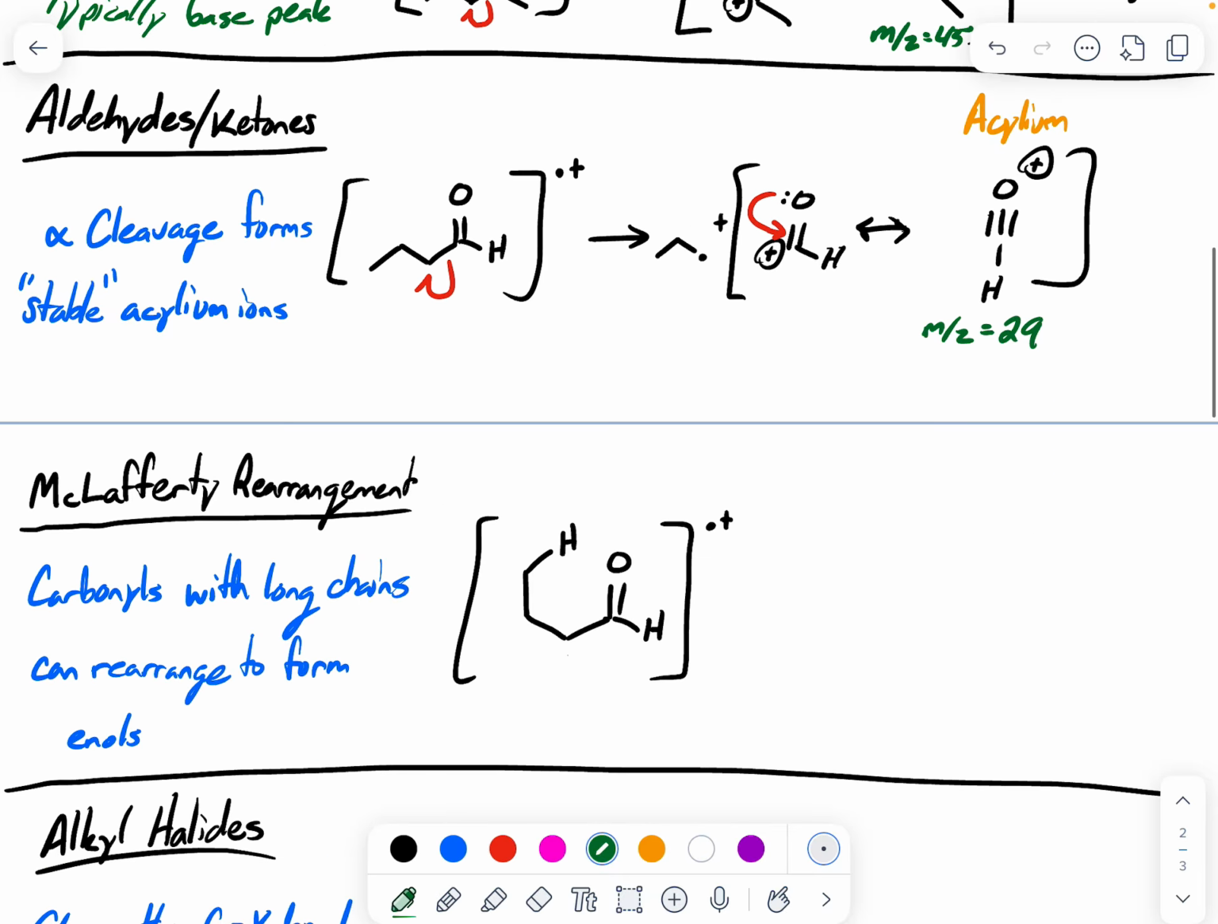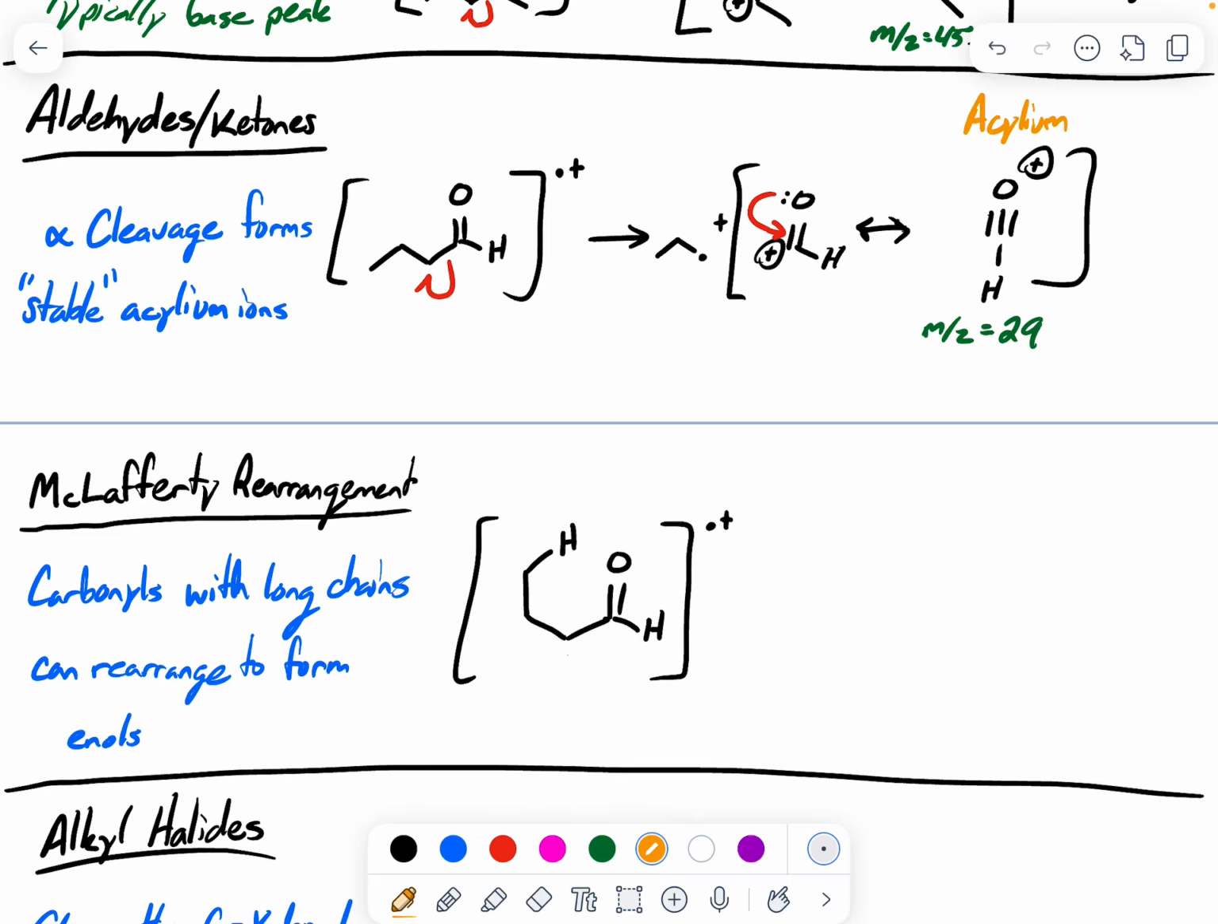Another interesting thing that can occur with carbonyls is something called the McLafferty rearrangement. And so the McLafferty is something that's less common that you may not need to know because the ones above are much more important, but I wanted to bring it up because this does oftentimes give us some interesting peaks. If you have a carbonyl with a long chain, it can rearrange to form an enol.